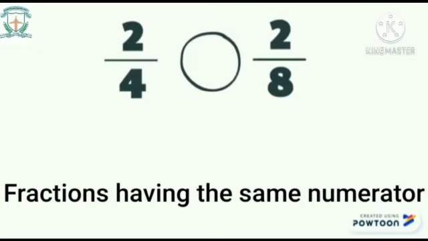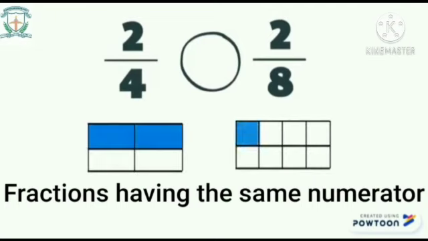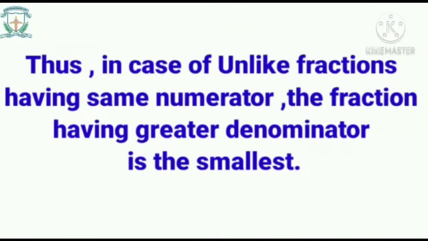Now, let us take another example. 2 by 4 and 2 by 8. Compare the shaded part of two fractions. The shaded portion of the first rectangular figure is greater than the shaded part of the second rectangular figure. Hence, 2 by 4 is greater than 2 by 8. Thus, in case of unlike fractions having same numerator, the fraction having greater denominator is the smaller.